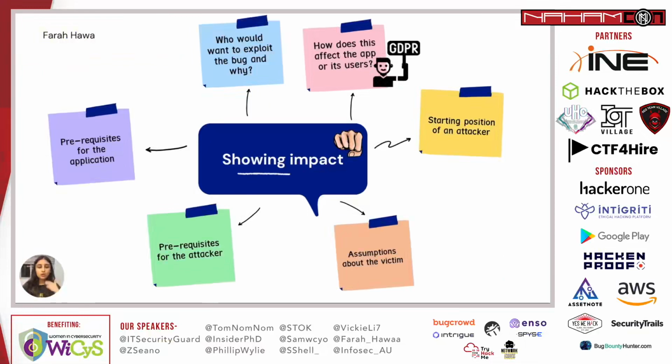So now let's go on to the next section, which is showing impact. Once the triager reproduces all your steps and ensures that all the steps are valid and working, the next task is to actually demonstrate an attack scenario. The best way to show the impact of your finding is to write an attack scenario of how an attacker could use the bug to harm either the application or its users.